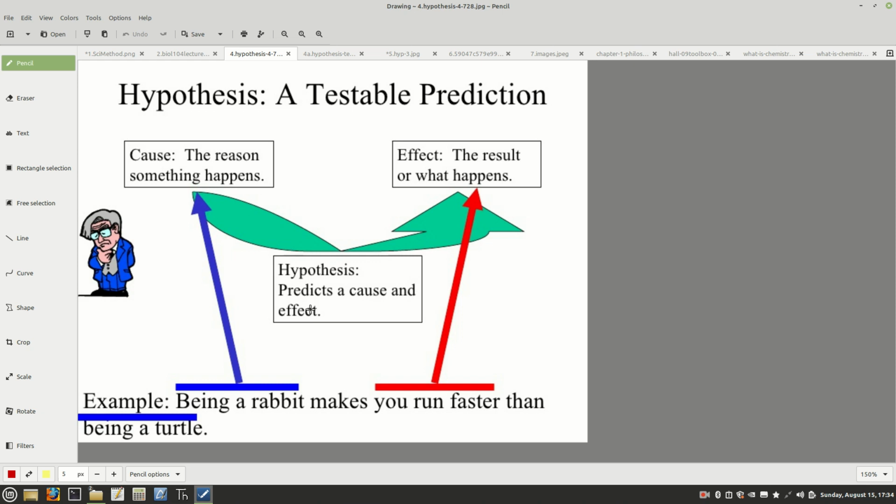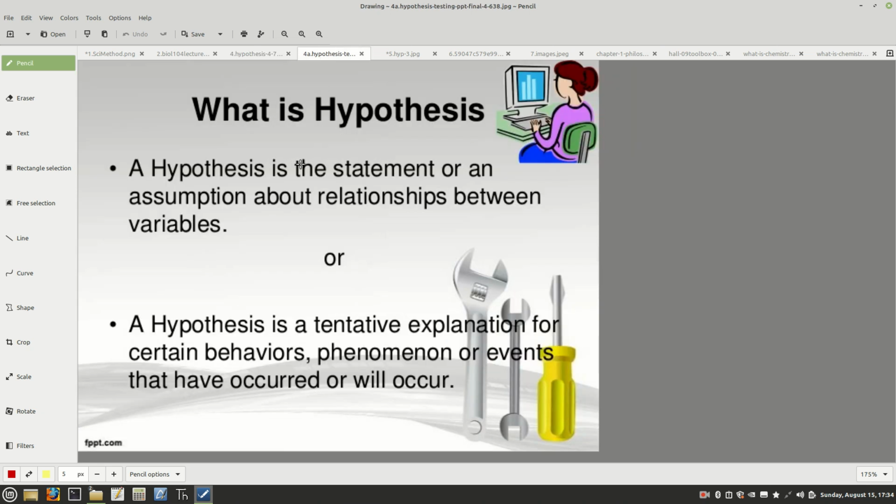All right, but this is your idea. Your hypothesis is that the rabbit has more powerful legs and things like that, a weight to strength ratio sort of thing, and so maybe you predict that because of this, the rabbit will win the race, and the cause, of course, would be the muscle strength, and the effect, the results of what happens, are that the turtle doesn't win, the rabbit does win. And so this is how you would come up with your hypothesis. Now, it's interesting. Let's note that a hypothesis is a statement or an assumption about a relationship between variables.